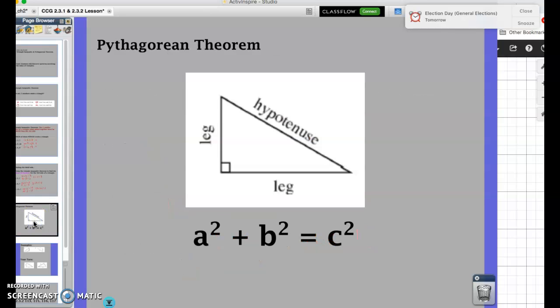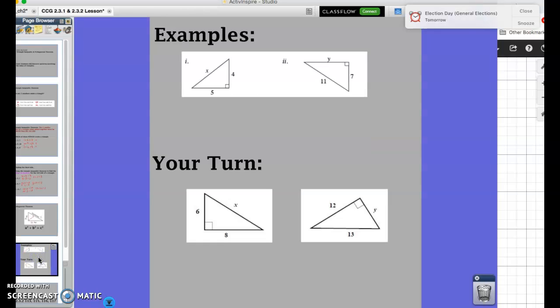Next we'll look at the Pythagorean Theorem. So this should be review for you guys. You should know what the Pythagorean Theorem is and how to use it. Remember, for the Pythagorean Theorem, your legs are A and B. The hypotenuse is C. The hypotenuse is always across from the right angle. The legs are the two sides that make the right angle. So when we set up our Pythagorean Theorem problems, A and B are always the legs, C is always the hypotenuse.